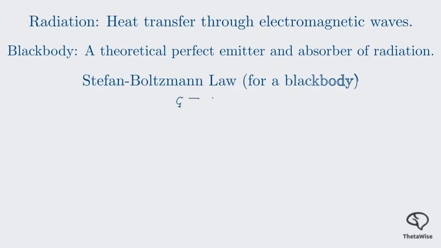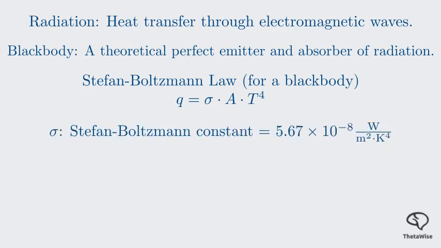This law states that the radiative heat transfer rate is proportional to the object's surface area and to the fourth power of its absolute temperature. Here, sigma is the Stefan-Boltzmann constant, a physical constant with a value of 5.67 times 10 to the power of -8 watts per square meter per Kelvin to the fourth. T is the absolute temperature in Kelvin.